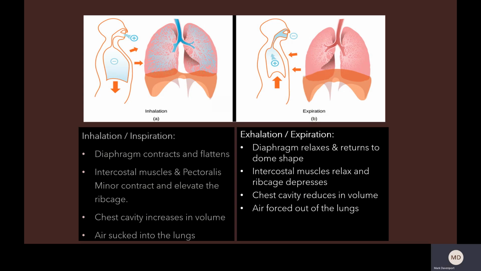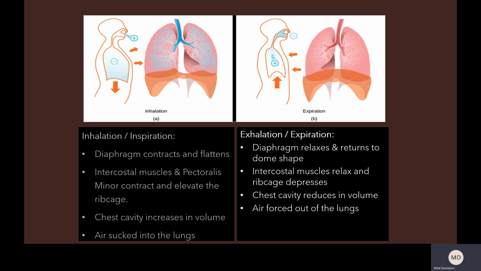And this is how it looks. So inhalation, this first column here, when we're breathing air in, the diaphragm contracts and flattens. Intercostal muscles and your pectoral minor contract and elevate the rib cage. The chest cavity then increases in volume because air is sucked into the lungs.